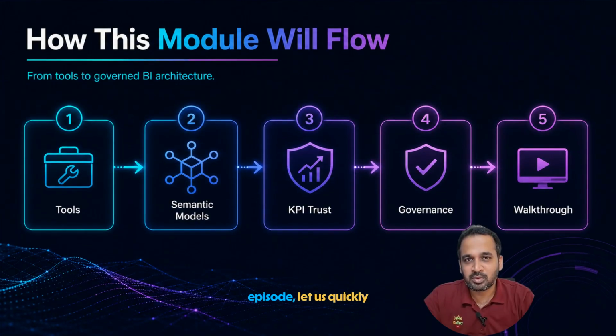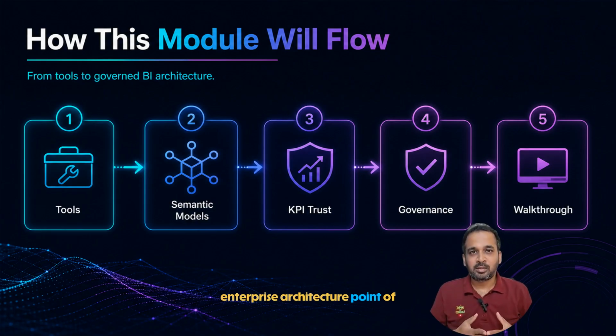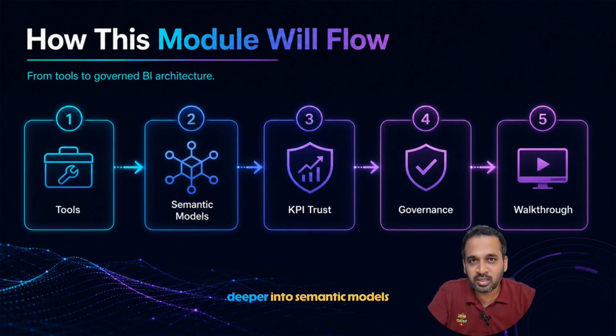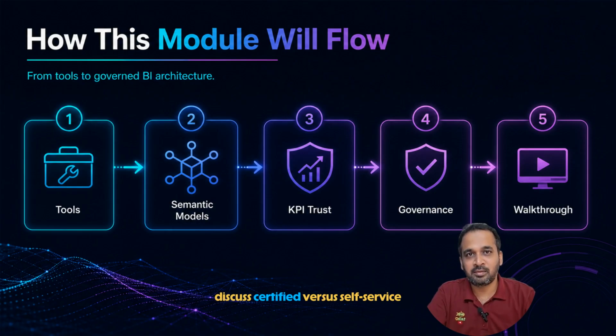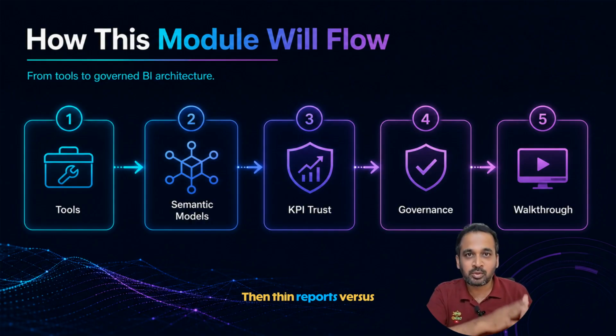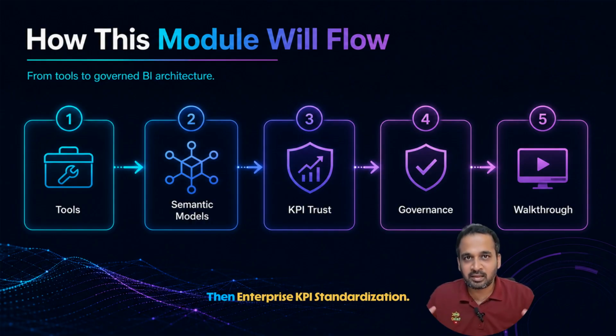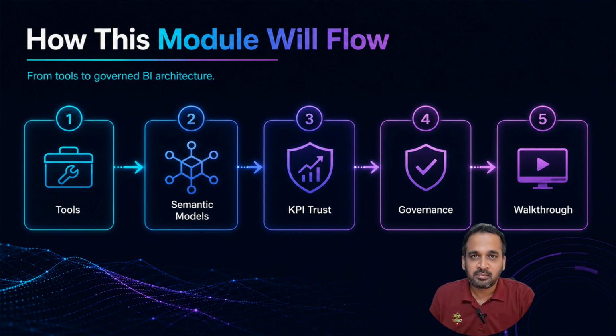Before we close this episode, let us quickly see how this module will flow. First, we will compare Power BI, Tableau, Looker and QuickSight from an enterprise architecture point of view. Then we will go deeper into semantic models in Power BI, Tableau and Looker. After that, we will discuss certified versus self-service semantic models. Then thin reports versus thick reports. Then enterprise KPI standardization. Then connectivity patterns like import, direct query and direct lake.